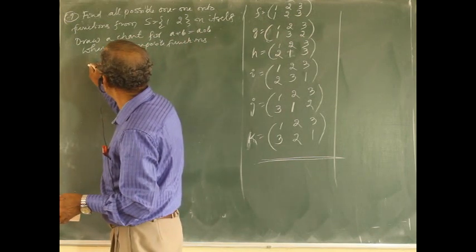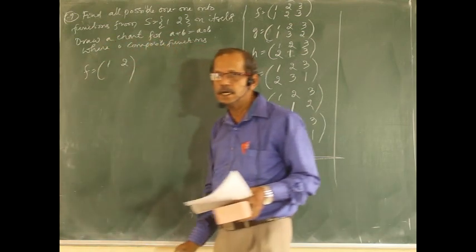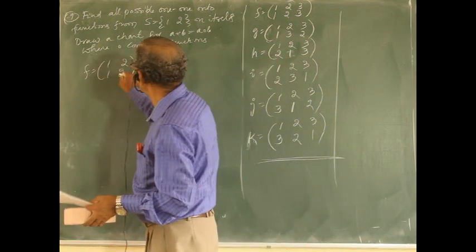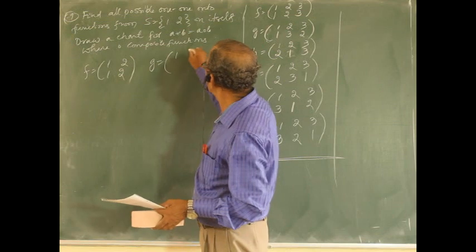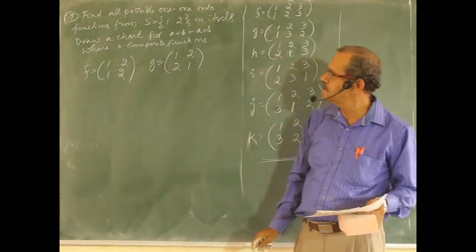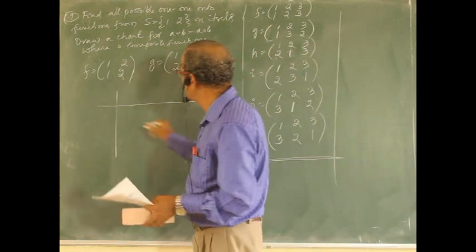First of all, let me obtain all possible functions. Now only 2 elements are there, 1 and 2. First function is F: 1 to 1, 2 to 2. Another function is G: 1 to 2, 2 to 1. Over only this one, 2 factorial. Now, composite function, you draw the chart.